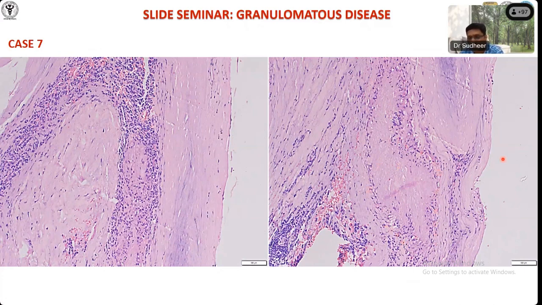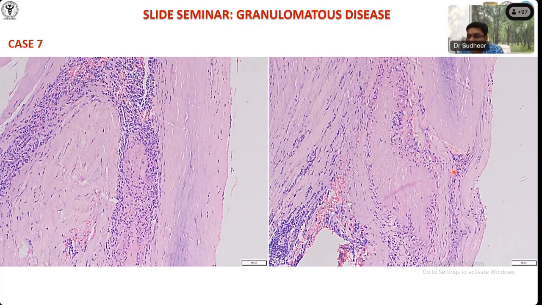Sudhir, sir, in this area, it looks almost like a rheumatoid nodule. Yes, correct. Because of this collagen degeneration with those cells almost palisading, it looks like that. So this is, remember, the rheumatoid appearance you explained: collagen degeneration in the center, surrounded by histiocytes at the periphery. You may see multinucleated giant cells also, right?